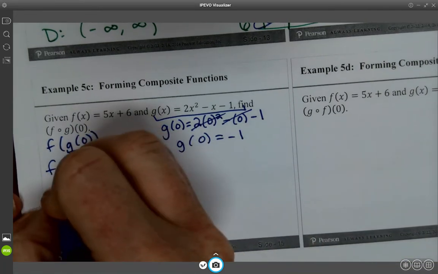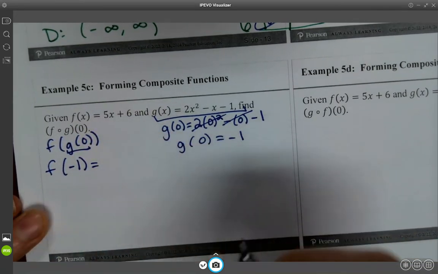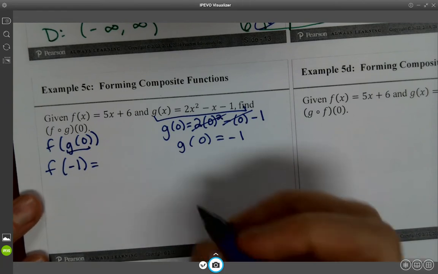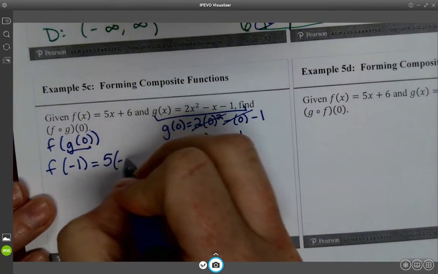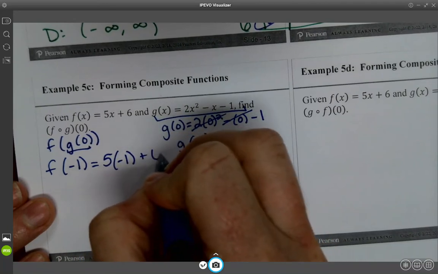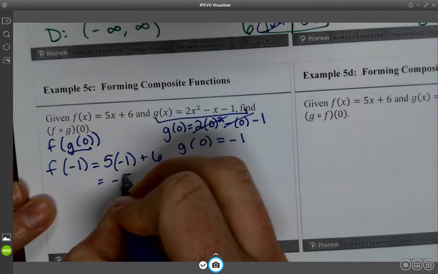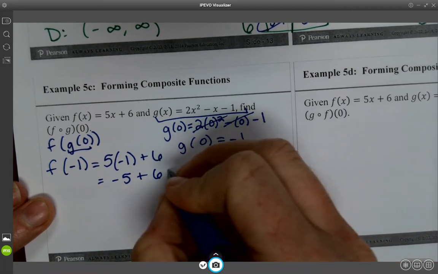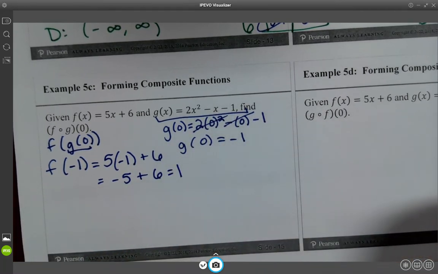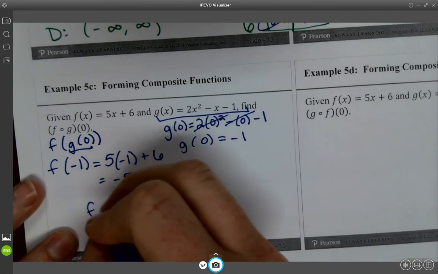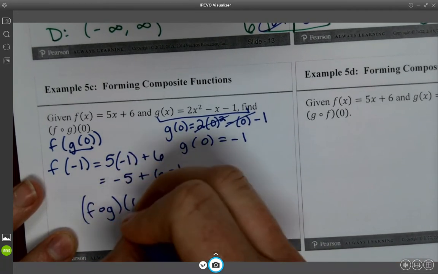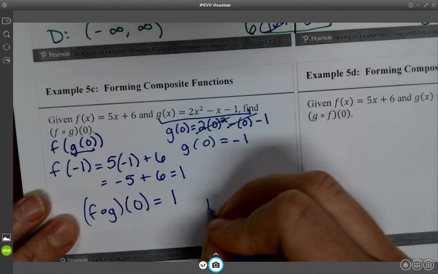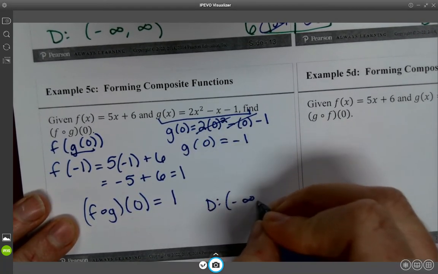So that means I'm going to do f of negative 1. So everywhere I see an x, I'm going to sub in negative 1. So that equals a positive 1. So f of g of 0 equals positive 1. There's no restrictions on any of this, so our domain is just negative infinity, positive infinity.